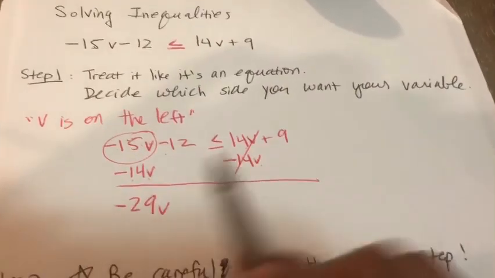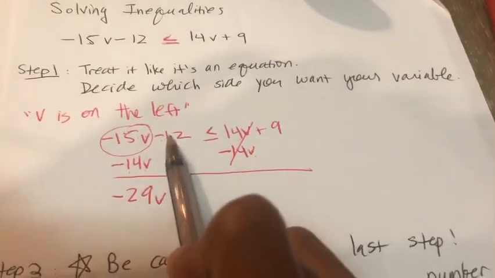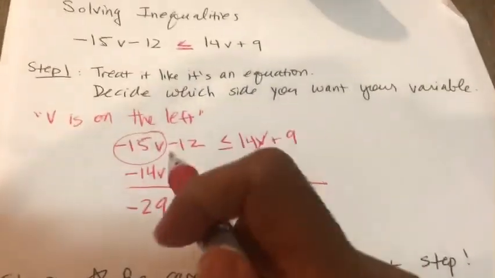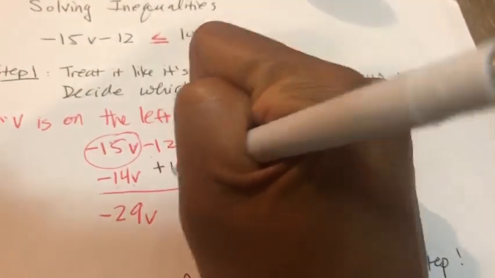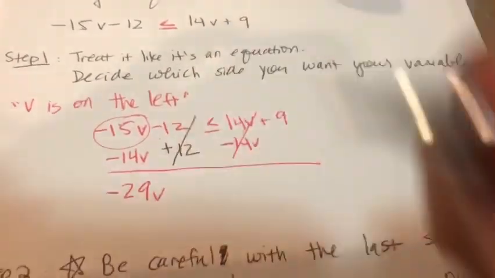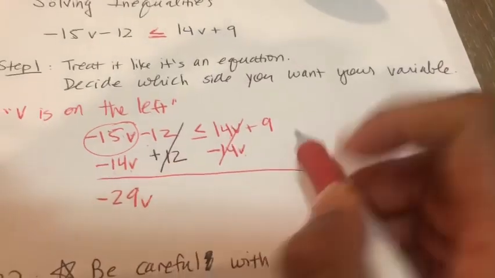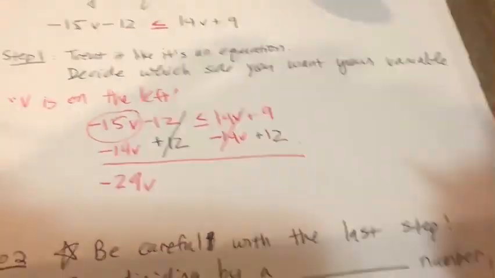Well, I want all my v's on the left side. Negative 12 does not belong on the left side here. So I'm going to add 12 here in order to zero it out. And whatever you do to the left side, you must do to the right side. So I'm going to add 12 on this side as well.